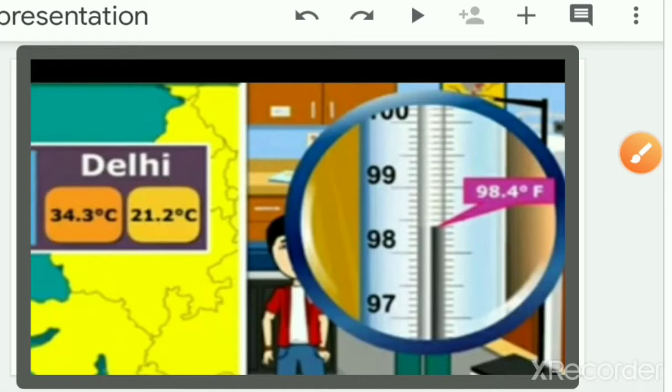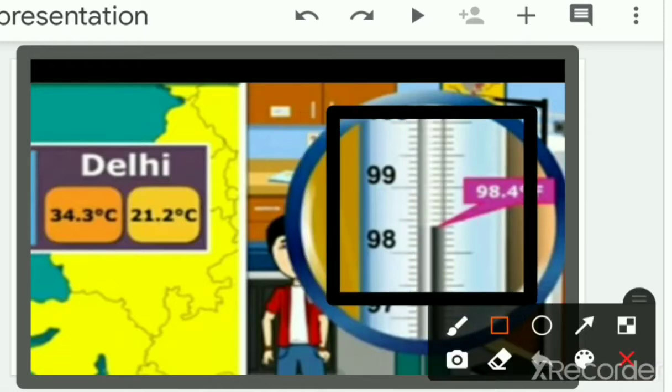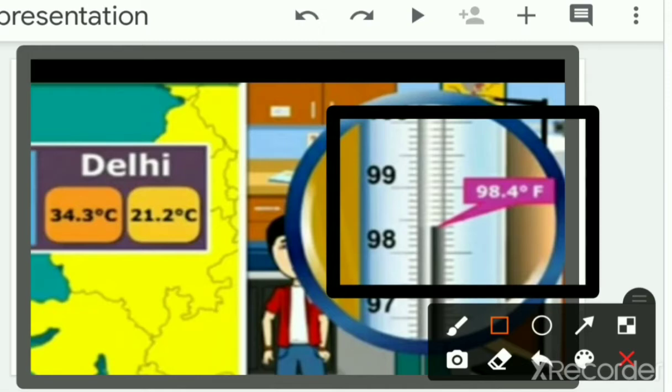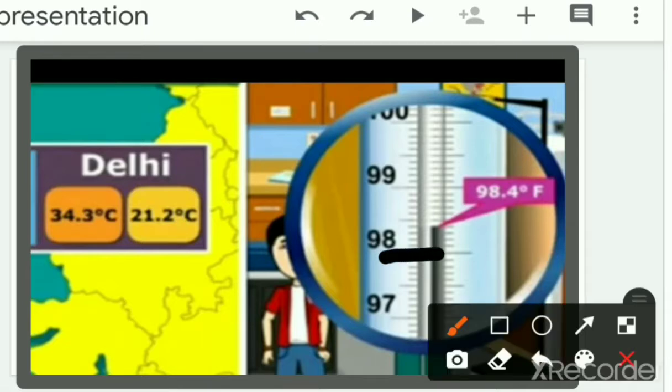In the thermometer we can observe that the temperature given to us is 98.4 degrees Fahrenheit. F stands for Fahrenheit, right? As you can observe here, this is 98, but it is 4 lines above, 1 2 3 4. So it is 98.4 degrees Fahrenheit.